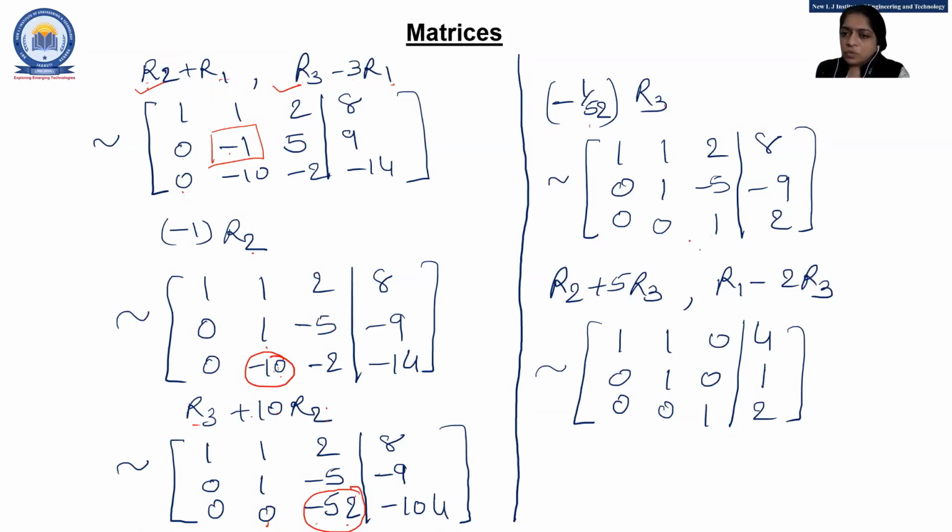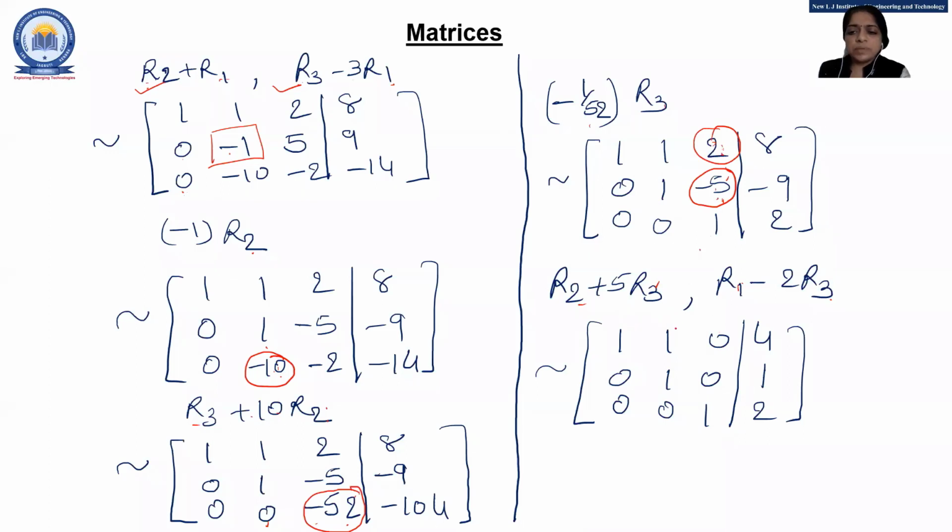So here, this is my row echelon form. Now, I want to convert into the reduced row echelon form. So as per yesterday's lecture, first I want to convert this -5 and 2 into 0. That's why I'm doing one operation in the second row and one operation in the first row, that is R2 plus 5R3 and here R1 minus 2R3. By doing this operation, this -5 and 2 will convert into 0.